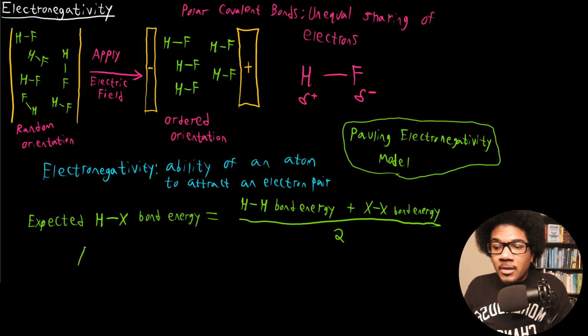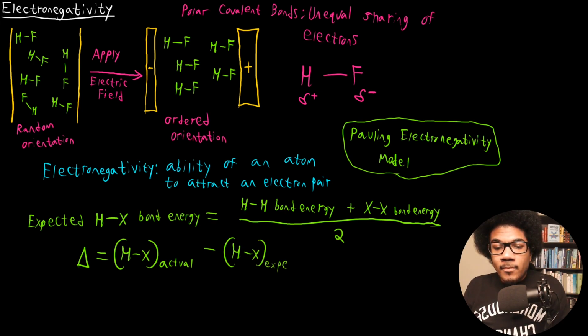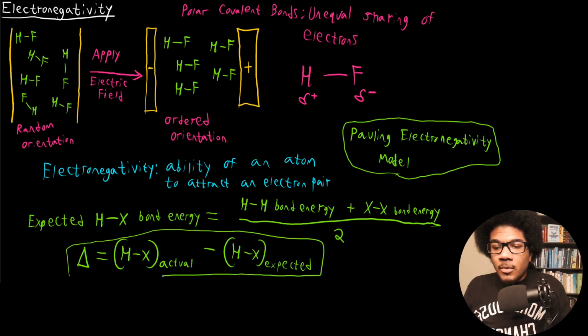So he would use the Greek letter capital delta to denote his electronegativity values. And so he would take the HX bond energy from an experiment, so we'll call this the actual HX bond energy, minus the expected HX bond energy, right? And get a number based on that. So this delta is your Pauling electronegativity value. So hopefully this makes sense, right?